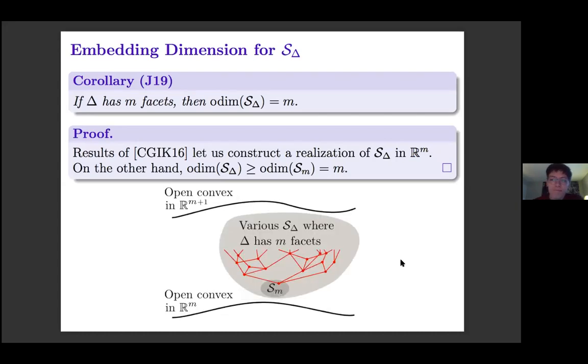If we want to zoom back into our intuitive picture, one way to think about this partial order is the following. I have all my possible S deltas with m facets, and Sm sits as a minor of all of those. If I collect all these together and look at that sub-poset, it has a unique minimal element, which is Sm. And we know that these actually sit right in this layer where the open dimension is equal to exactly m.